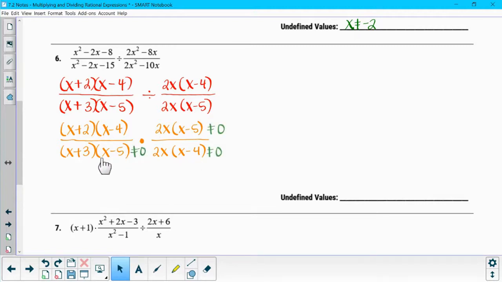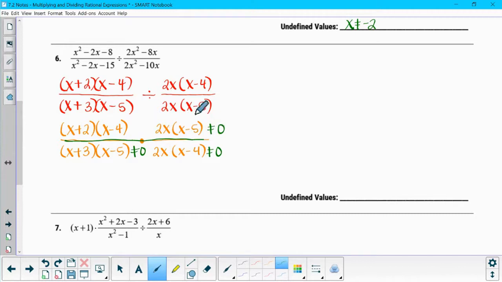I am setting the denominators, sorry, and the second numerator not equal to 0. So remember, we have a big fraction now. I always like to include this one here just so I don't forget. You don't have to, but just remember the whole denominator is getting set not equal to 0.